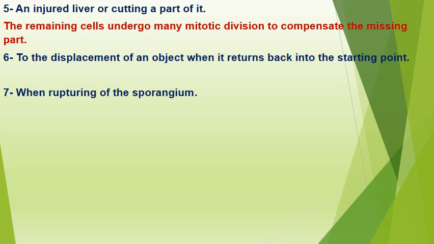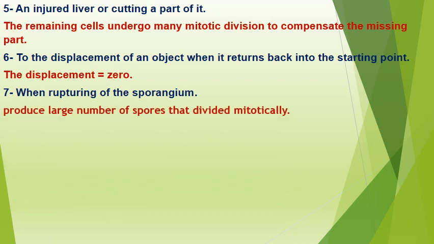Number 6, what happens to the displacement of an object when it returns back to the starting point? We know that when the body returns back again to the starting point, the displacement here equals 0. Number 7, when rupturing of sporogenium. What happens when rupturing of sporogenium? Here the answer will be produce a large number of spores that divide mitotically.